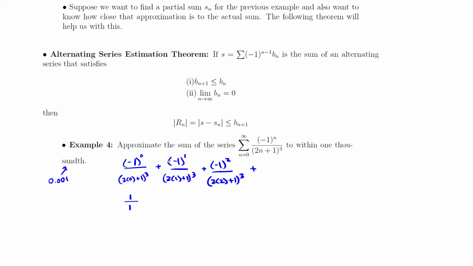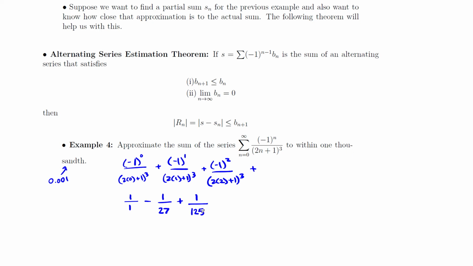All right, plus, well, -1 to the first is going to be negative, so this is going to be minus 1 over, and then 2 times 1 plus 1 is 3. 3 to the third is 27. Plus, -1 squared is 1, and then 5 to the third is 125.